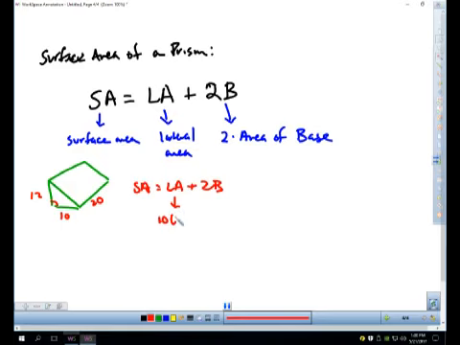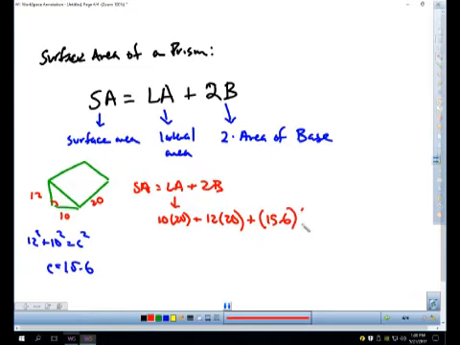So, lateral area. The bottom is 10 by 20. That's a rectangle down there. The left-hand side is 12 by 20. And then if I calculate my hypotenuse here by using the Pythagorean theorem, my hypotenuse is going to be about 15.4 or so. If I find that, then I've got that last rectangle, which is going to be 20 times 15.6.